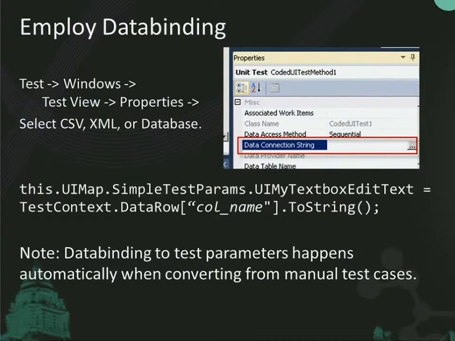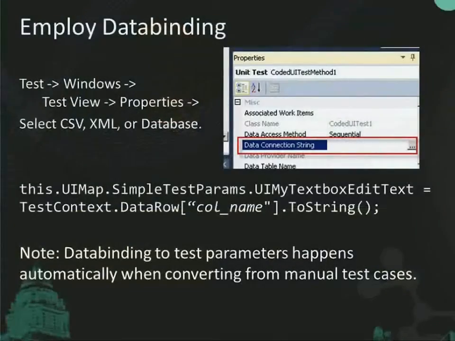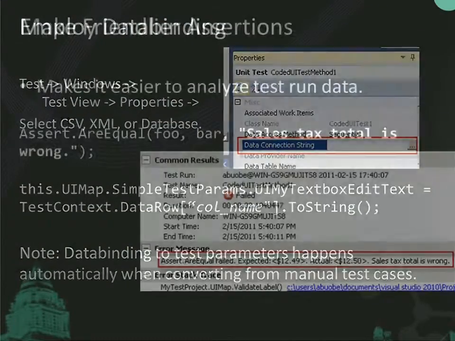Data binding, that's a really great way to get a lot of horsepower out of the coded UI tests or really any test type that you write. And so again, you can open up the test window, you can come into the data connection string and point that at your data source. I'm going to show you a different way of doing data binding using manual tests, and that actually does a lot of the work for you. So I'll come back to that in a moment.